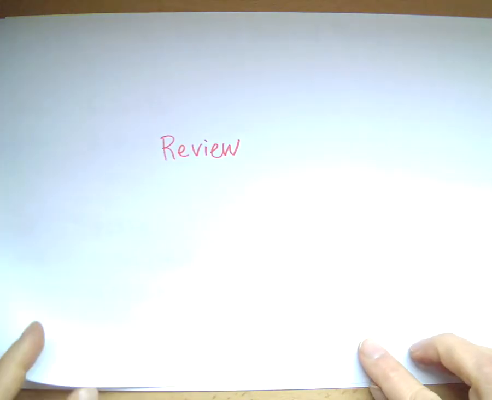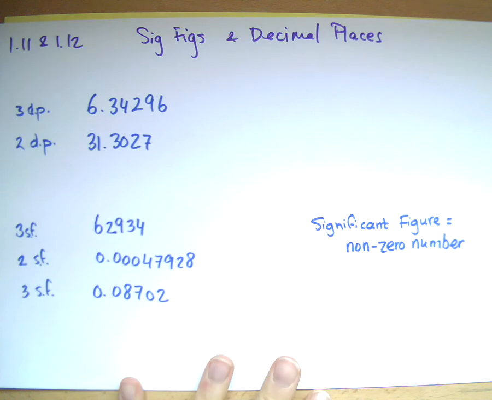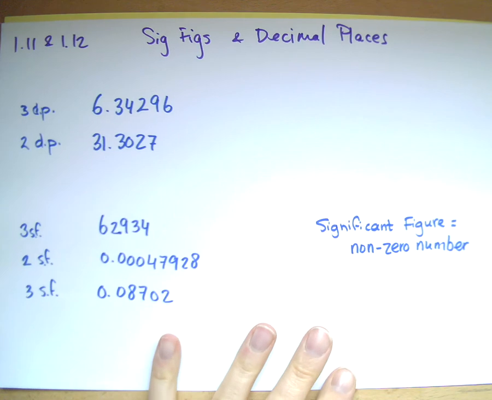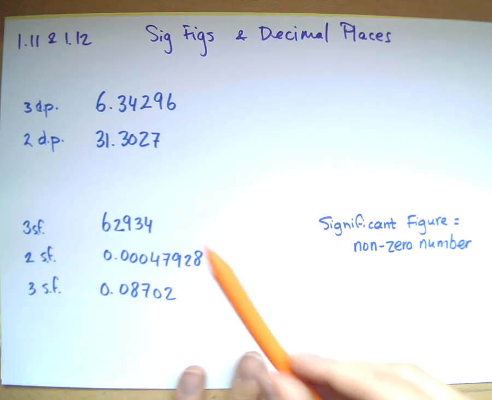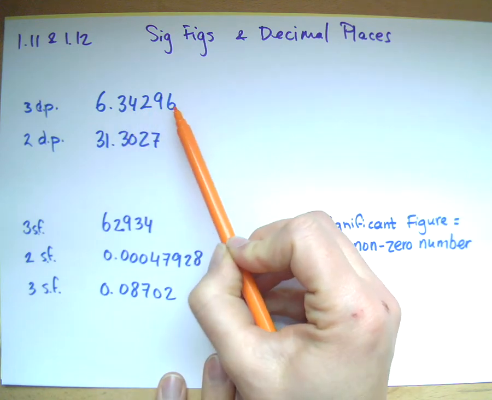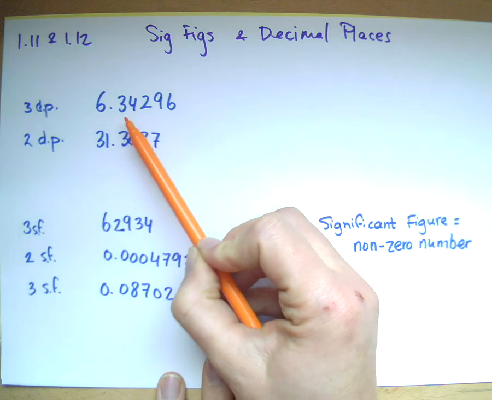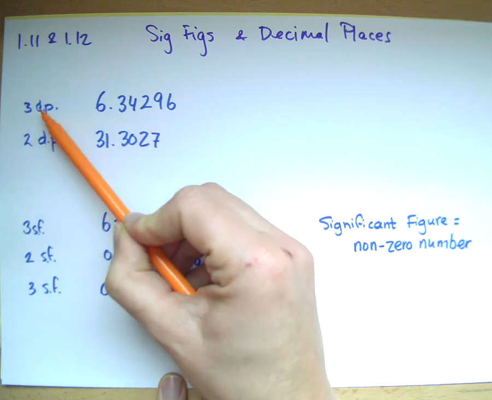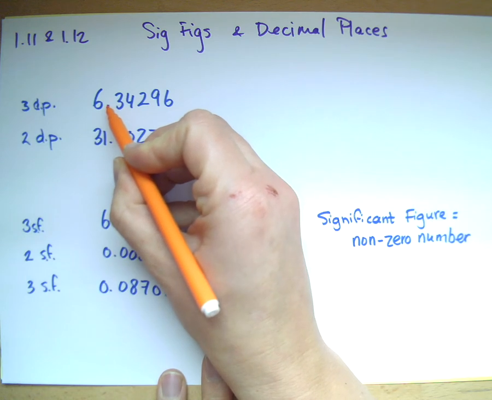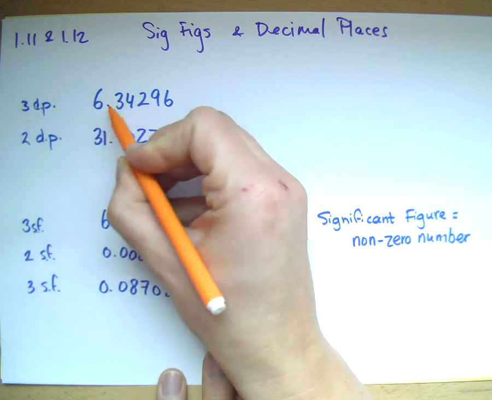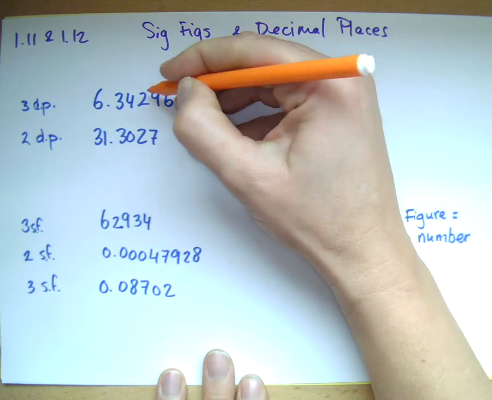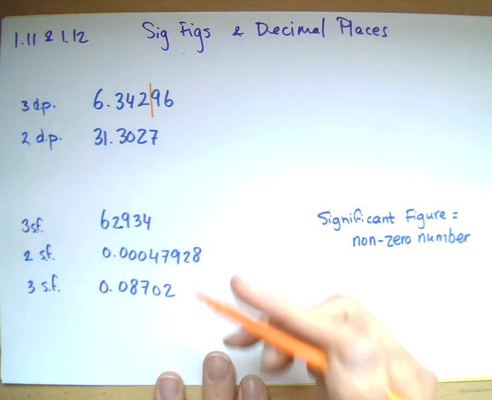Okay, more review. Section 1.11 starts with significant figures and decimal places. You've seen this before. We have a number with a lot of places behind the decimal point, and they ask us to round it to 3 decimal points. So we start at the decimal point and we say we can have 3 places behind the decimal point. So we can have this 1, 2, 3. This is how many we're allowed, right?